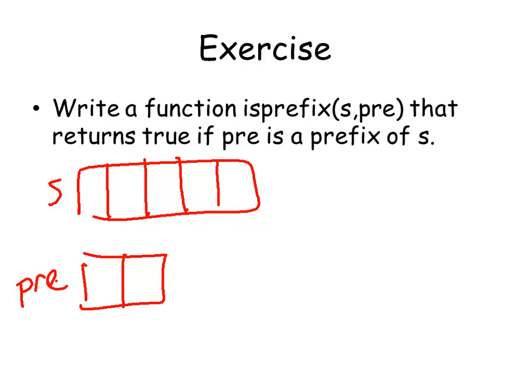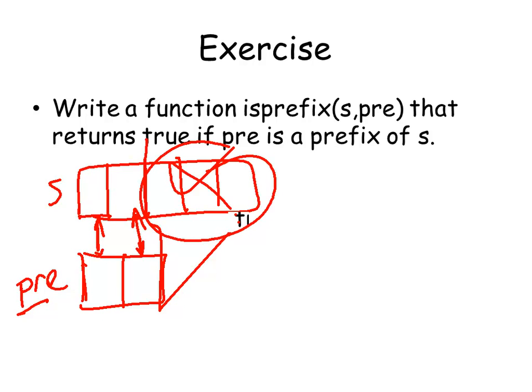So first, let's make sure that the pre variable is shorter or the same length as s. Otherwise, we'll just return false. So that's easy to check. So that'll be our first check. If pre is shorter or the same length as s, we want to make sure that each of their corresponding characters are identical, and we will only compare up to the length of pre. We don't really want to consider whatever is left in the string s.